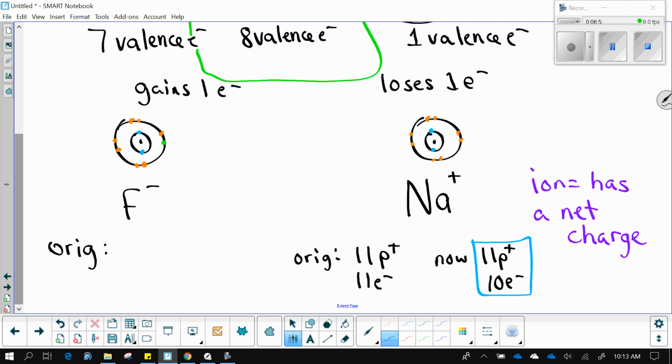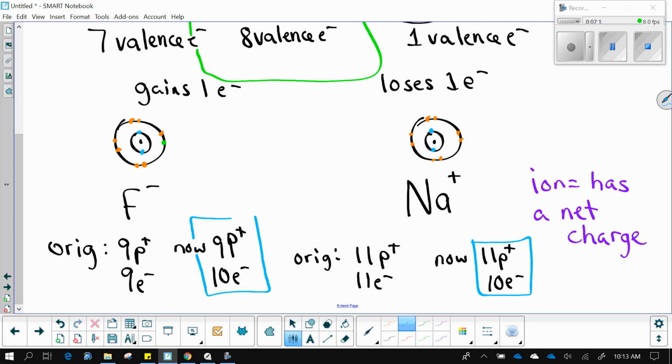Fluorine originally has 9 protons and 9 electrons, but now it still has 9 protons, otherwise it's not fluorine, but it's gained an electron, so it has 10 electrons. That means that fluorine now has a negative charge because it's got an extra negative particle.